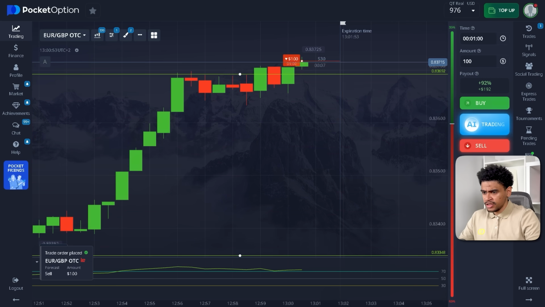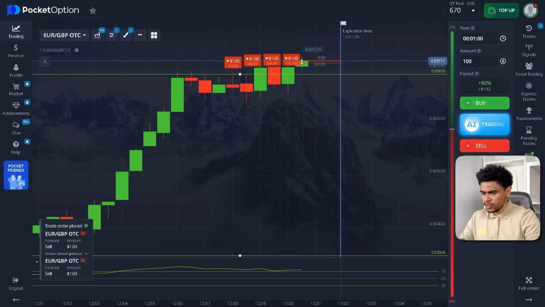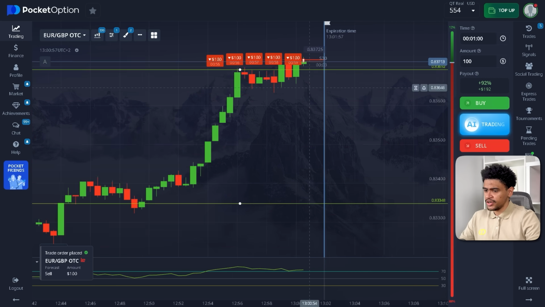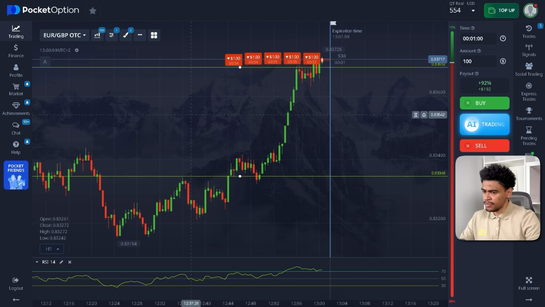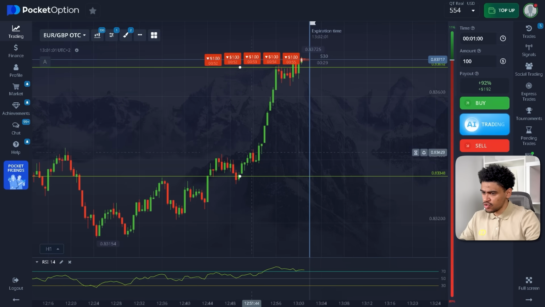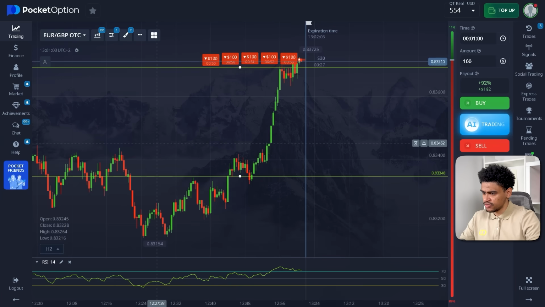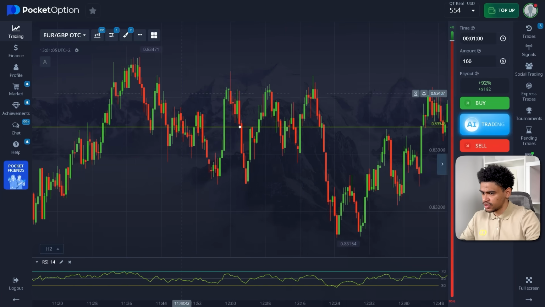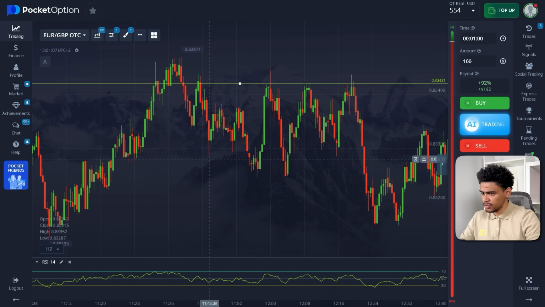All right, and here I'm going to take a sell position with $500. I'm very confident in this trade. Already marked out the level. We have a strong bullish impulse here. We had the resistance level, we had the breakout happen here. Let me move it up a little bit.